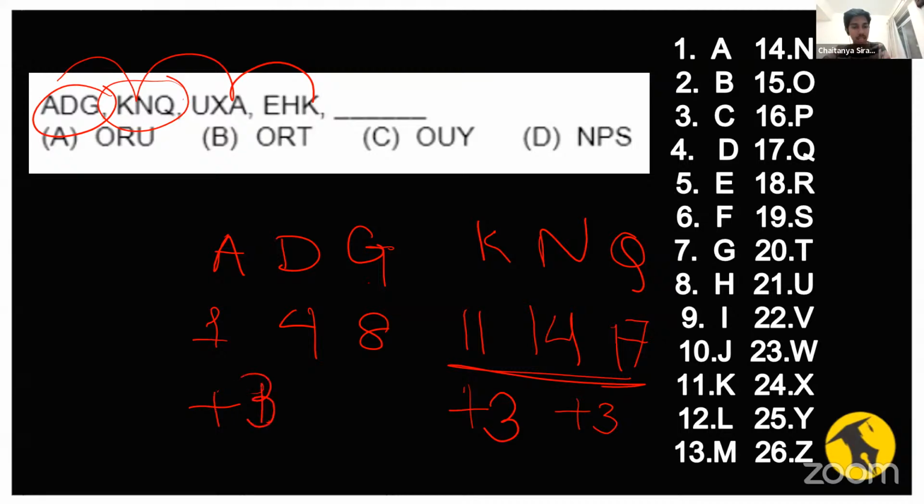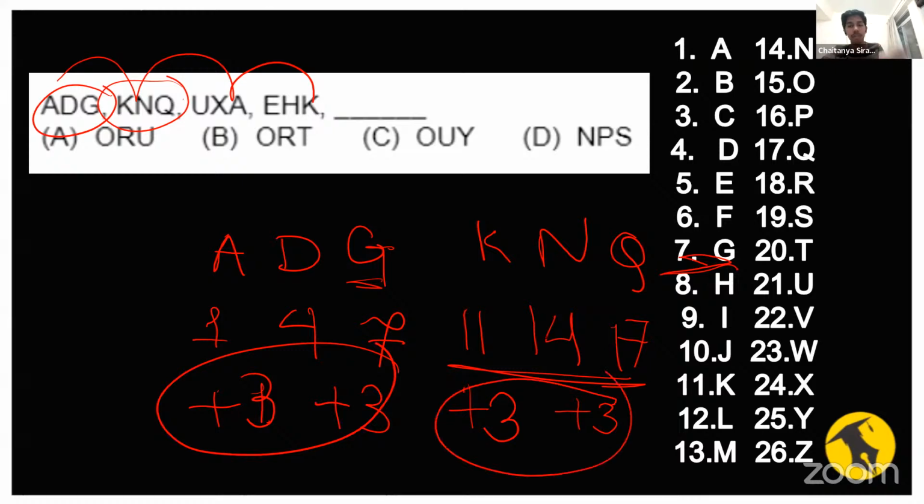Plus 3. But what for this term? So I need to try with something else. It's neither plus 3. Oh, sorry, I made a mistake here. Here it is 7. G corresponds to 7. Okay, so then my plus 3 logic is validated.